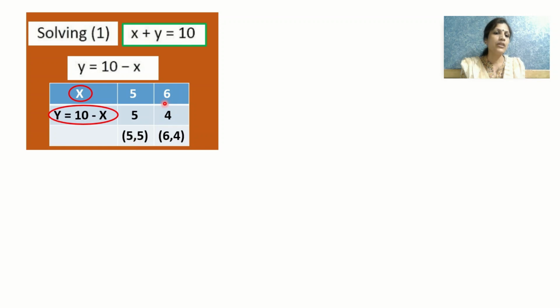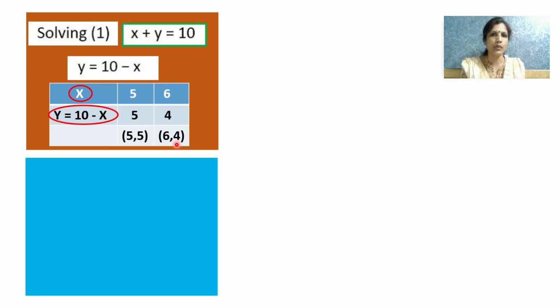Then we are substituting x is equal to 6. If you substitute x is equal to 6, we get the value of y as 10 minus 6, which is 4. So the second coordinate is 6, 4. Now it is more than enough to find two coordinates to draw a line passing through that. So we'll move to the next equation.